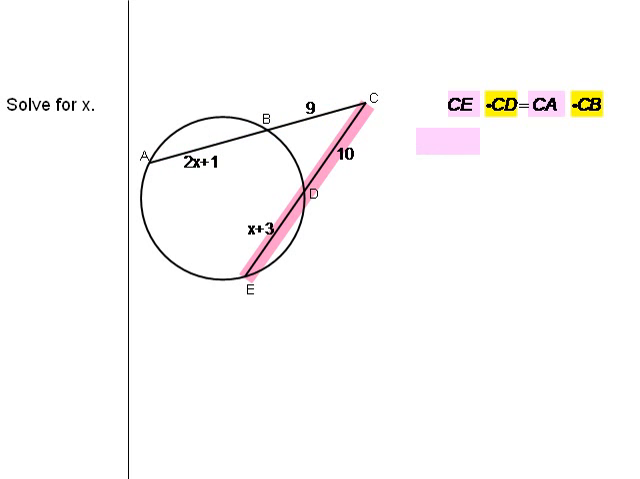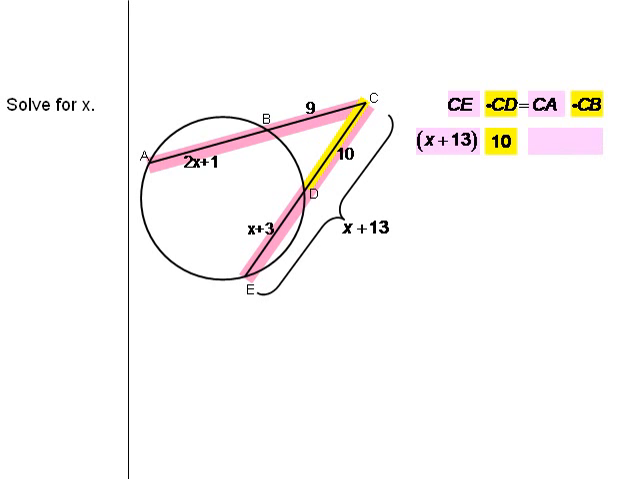Now for CE, remember it's the whole piece, not just one, so we have to add to get that length. So x plus 3 plus 10 gets us x plus 13. So CE is x plus 13. CD is the 10. Over on the other side, for CA, we have to add to get the whole segment: 2x plus 1 plus 9, which is 2x plus 10. So CA is 2x plus 10 times our 9.